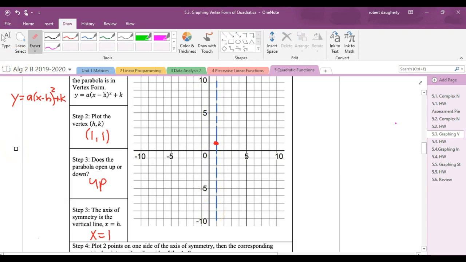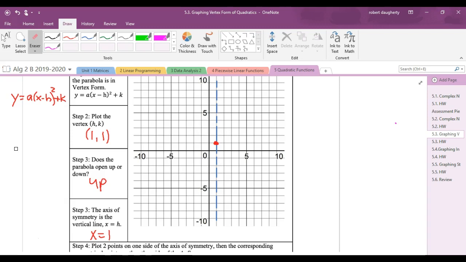So what does the axis of symmetry mean? What my graph looks like on the right of that line would look like the identical mirror image of that on the left. We know it opens upward. All I need now is a couple of points to know what this parabola does. Does it go way out here? Does it go there? That's what I have to figure out. Am I going to pick negative 12 as one of my points? No. I'm going to pick points as close to 1 as I can.